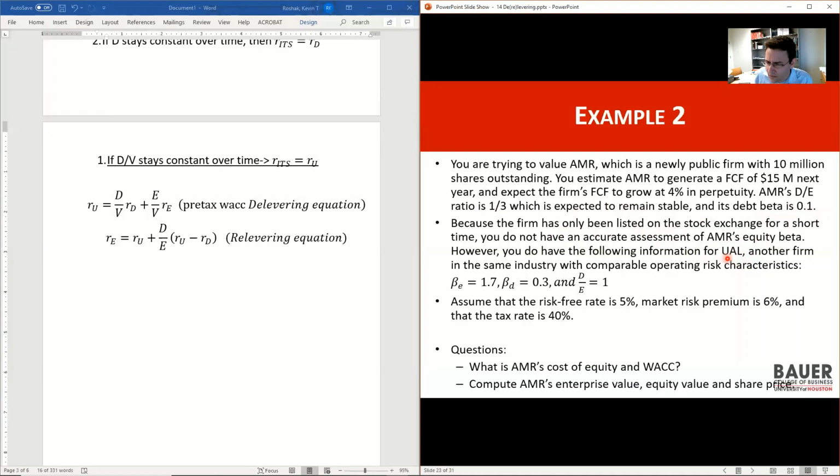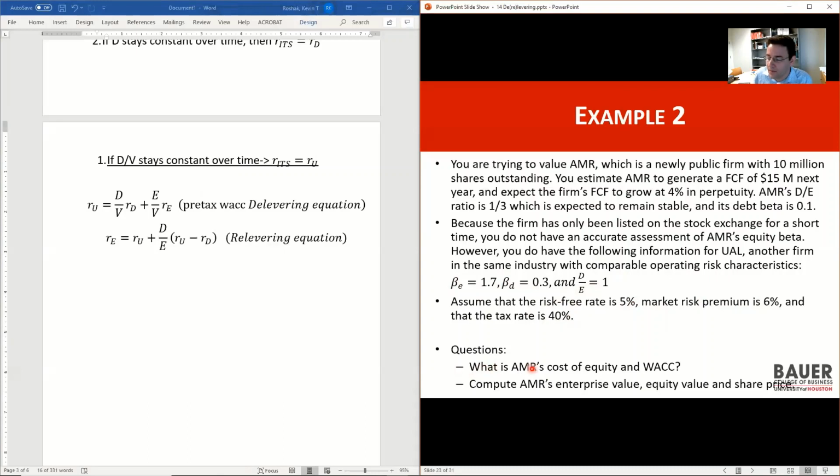So you have a lot of information on UAL. You know that they're in the same industry with the same operations. You see the beta on their equity, the beta on their debt, and their debt to equity ratio. So we're going to use that to learn about AMR. We have a risk-free rate of 5, market risk premium of 6. So this is all CAPM. We're going to be using CAPM. And we have a tax rate of 40%.